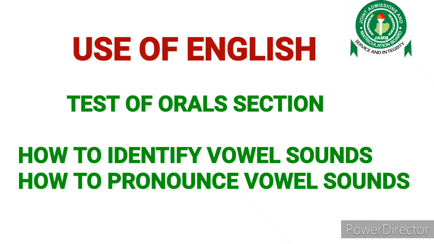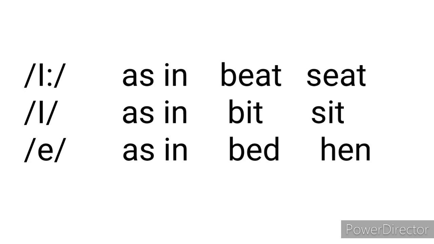Now let's get started. We are going to learn how to pronounce the 12 vowel sounds before we learn how to identify them. Now we're going to start with the first one, E. Please note that whenever you have two dots beside a vowel sound, it means that the vowel sound is long. So this one is long. E, as in beat, sit. We have E without the two dots, as in beat, sit.